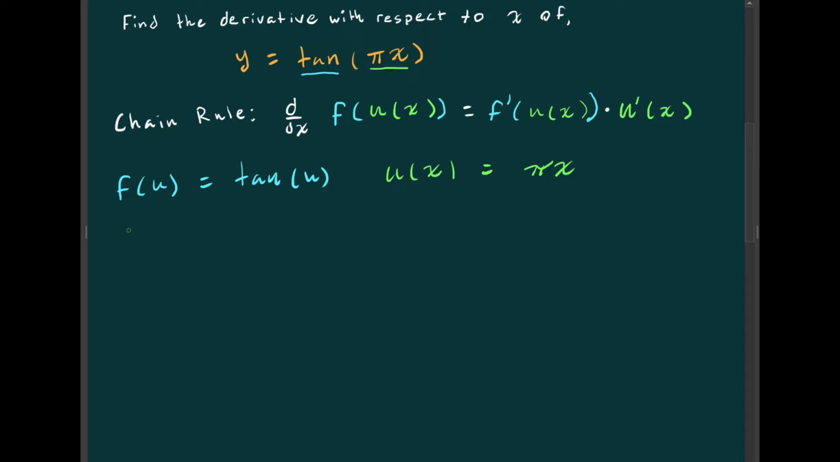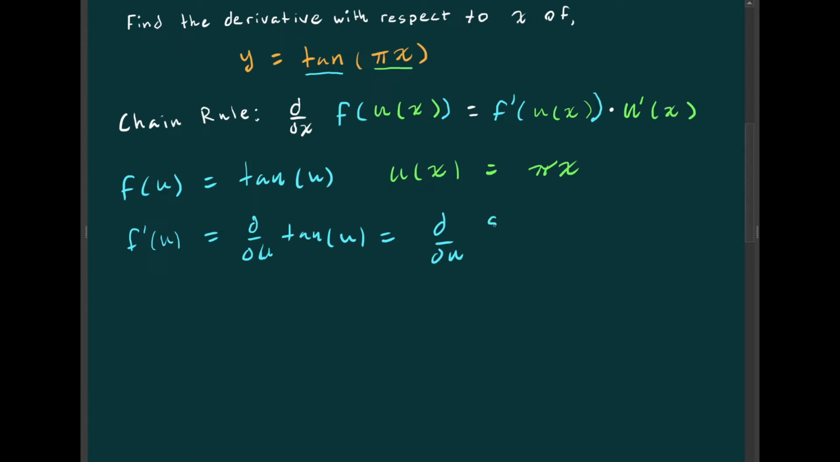So f prime, the derivative of f with respect to u, is equal to, what's the derivative of tangent of u? Well, I always like to remember that it's the derivative of sine u divided by cosine u. And that is equal to, we use the quotient rule of derivatives.